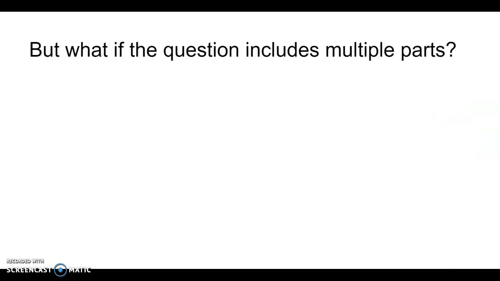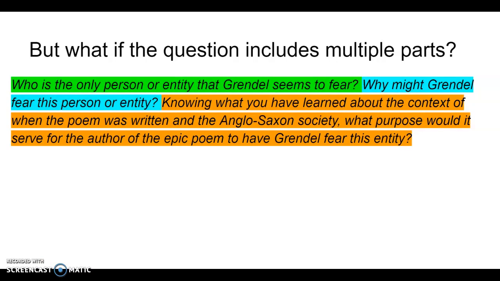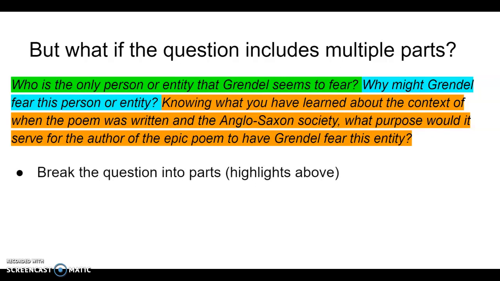What do I do, though, if the question includes multiple parts? So, here is a different question for the epic poem, Beowulf. It is broken down into colors. It is 3 separate questions, including a third question in orange that is quite robust. So what am I doing? Well, I'm breaking it down. You see the highlights above.